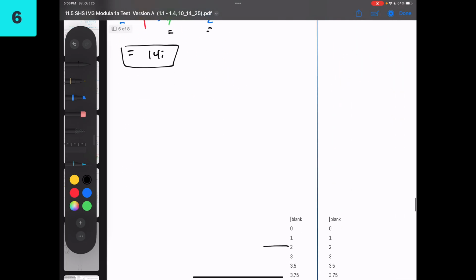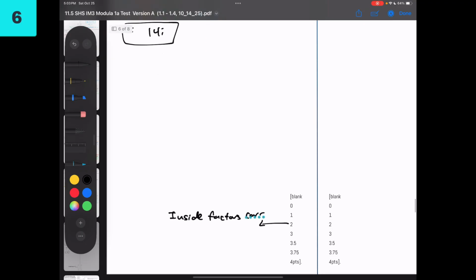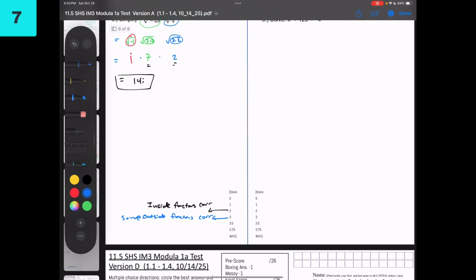Okay, some partial credit, 2 points if the inside factors, some of them were correct. Like, you broke down 49 to be 7 and 7. 3 points if some of the outside factors were correct. I'm going to write some more points if you got closer.